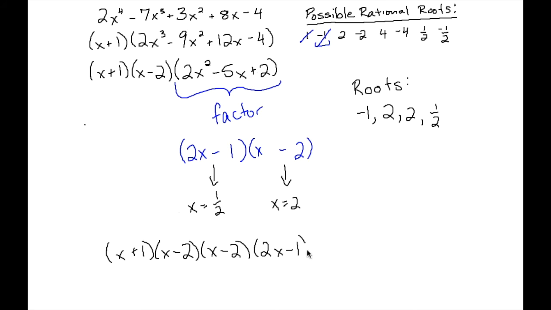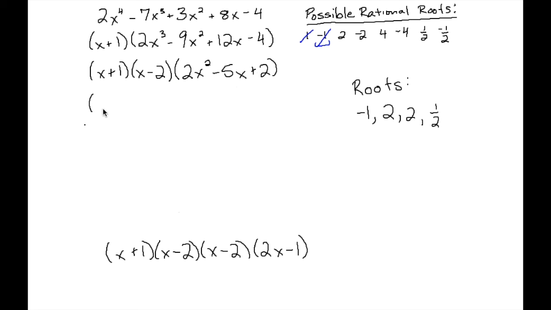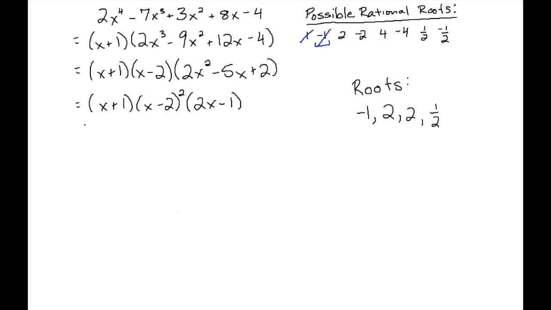And then since there are two x minus 2 terms, I'm going to combine them for my final answer. x plus 1 times x minus 2 squared times 2x minus 1. And you now have a fully factored polynomial.